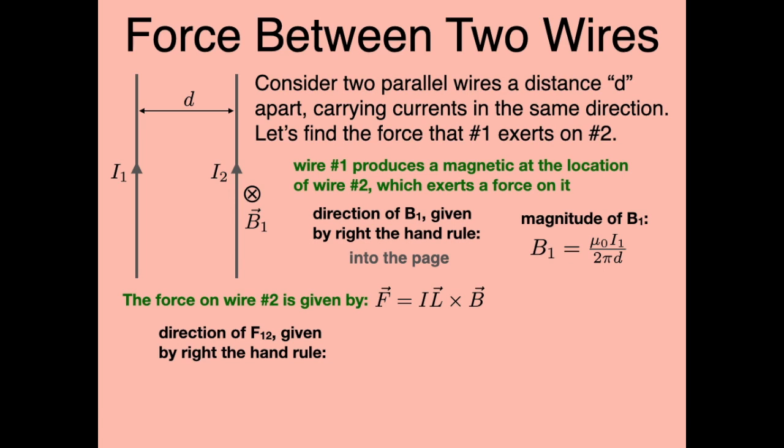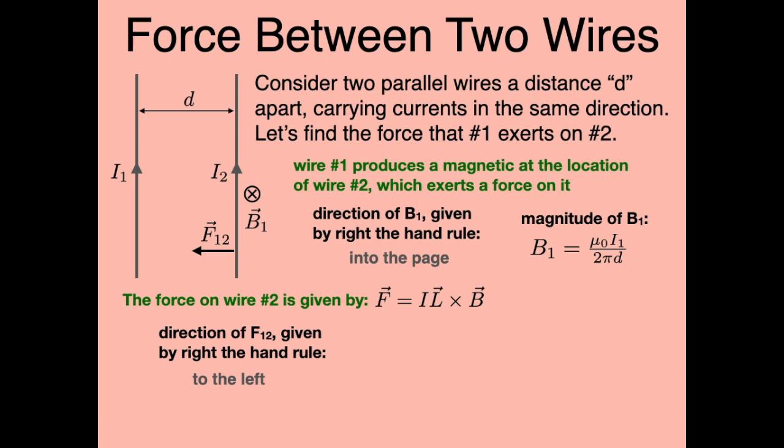For the force, let's use the right-hand rule to work this out. So L is a vector that's going in the direction of the current. So the current here is I2. It's going straight up. Then fingers of your right hand in the direction of the current I2, curl those fingers in the direction of the B field, which is going into the page, and now your thumb is going to the left. So the force that we're thinking about is to the left.